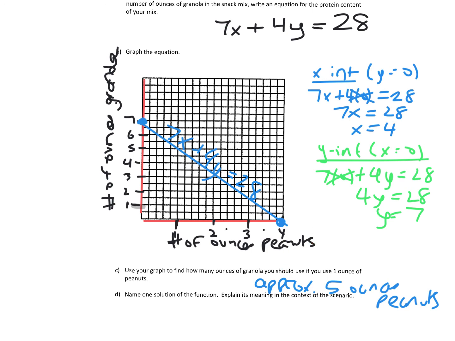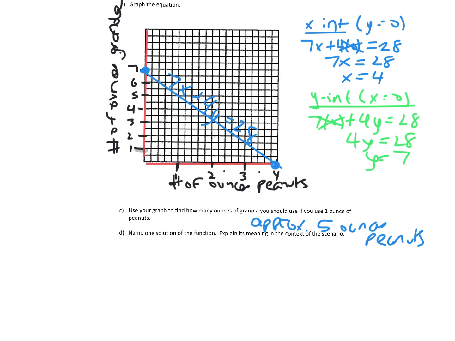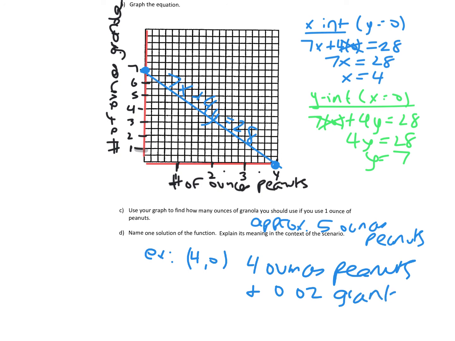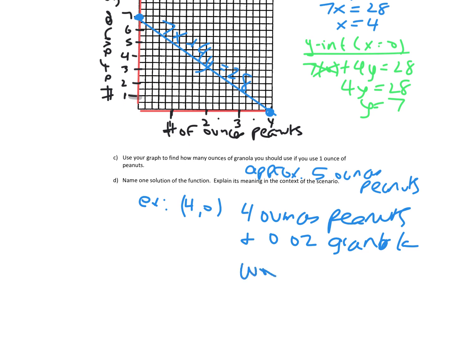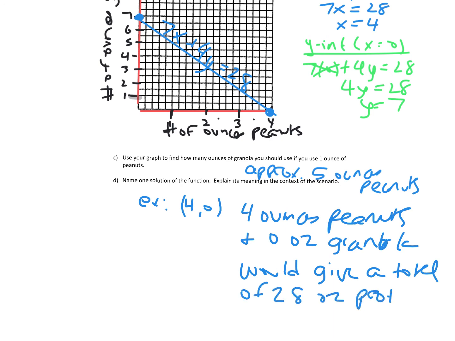So I'm just going to write example. Four comma 0 would mean that 4 ounces of peanuts and 0 ounces of granola would give a total of 28 grams of protein. So any point along that line would get you to that total of 28.